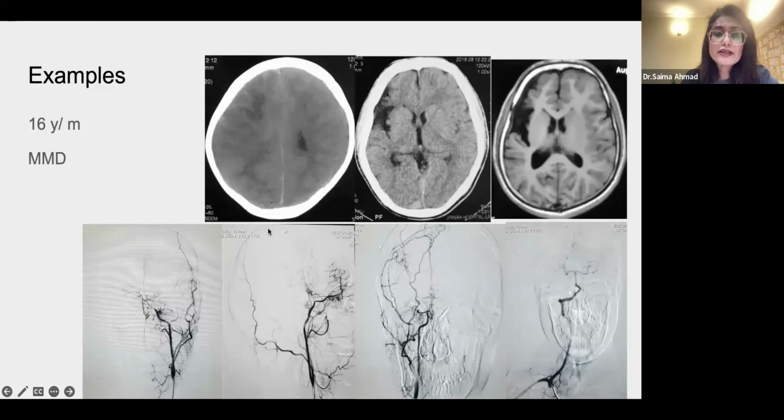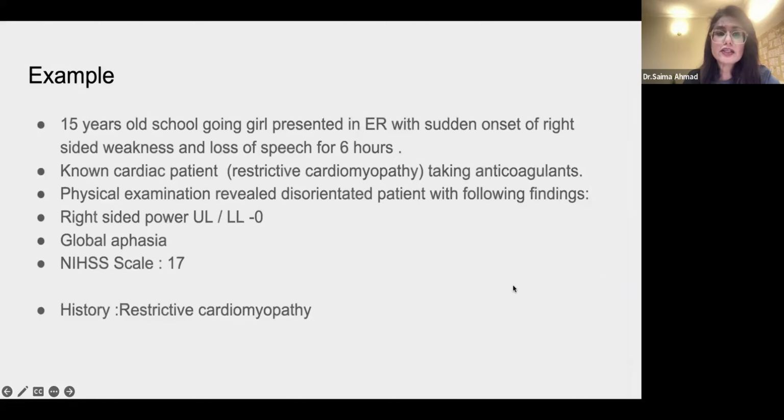The patient came with a history of recurrent attacks of TIAs, and also with seizures. So when we did the catheter angiogram, you can see that there is a bilateral distal ICA occlusion with recruitment of the vessels. This is a typical picture of moyamoya, and also the posterior circulation is supplying the anterior circulation.